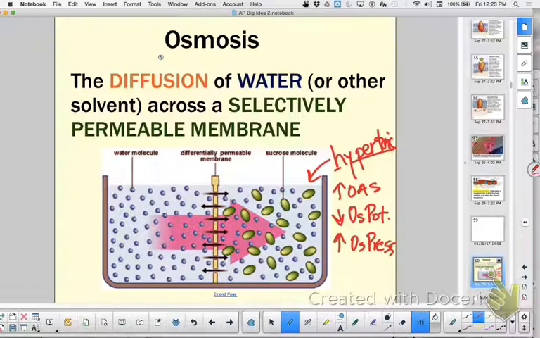And conversely, on this side, it's not hypertonic, it's hypo. It has less OASs. What else does it have? More osmotic potential. What else? Less osmotic pressure. Good. And we know water must flow from the hypo. It's still flowing both ways, but the net change in water is going to be from the hypotonic solution to the hypertonic solution. Muy bueno.